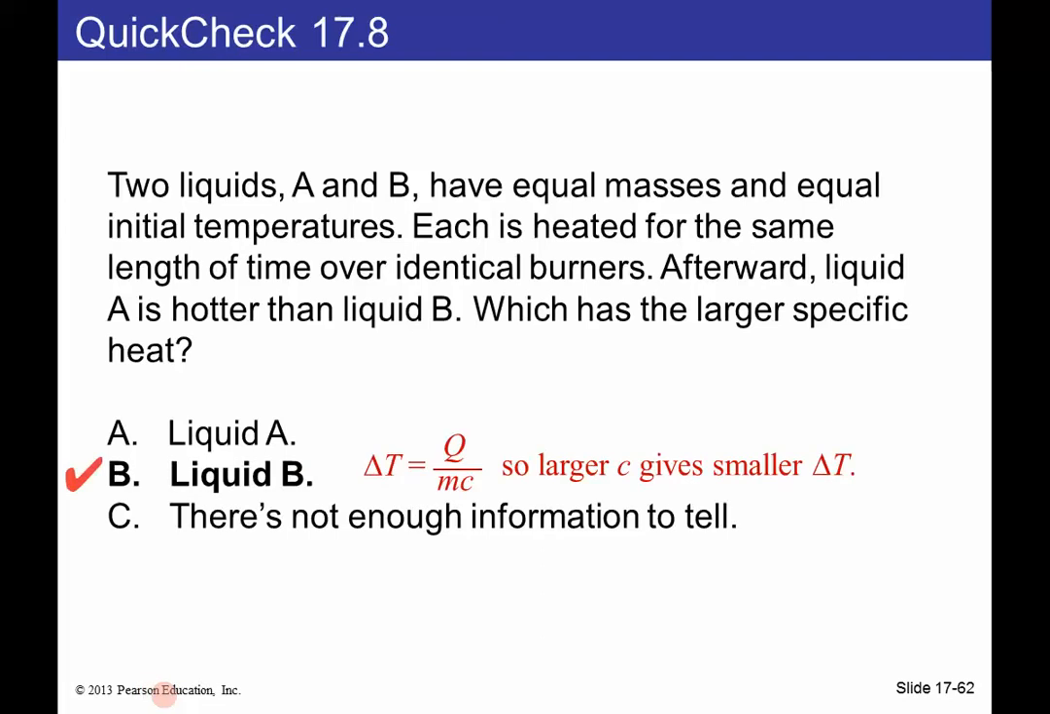Well, the answer would be B. Remember, Q is equal to m c delta T, right? So each one receives the same amount of heat, and so the one that has the less delta T has to have the greater C.